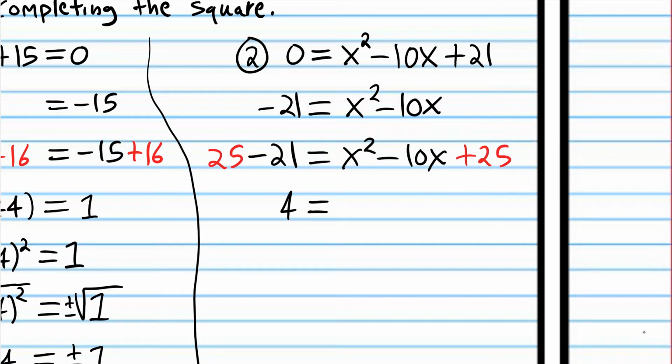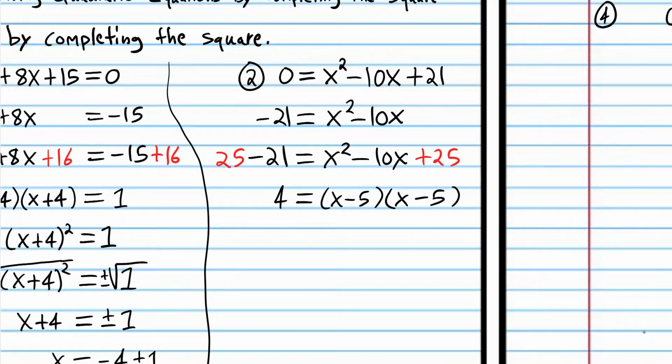I want you to factor this in your head. You can pause the video if you want to. What two numbers multiply to 25 and add up to negative 10? If you said negative 5 and negative 5, you're correct. Negative 5 times negative 5 is 25, and negative 5 plus negative 5 is negative 10.